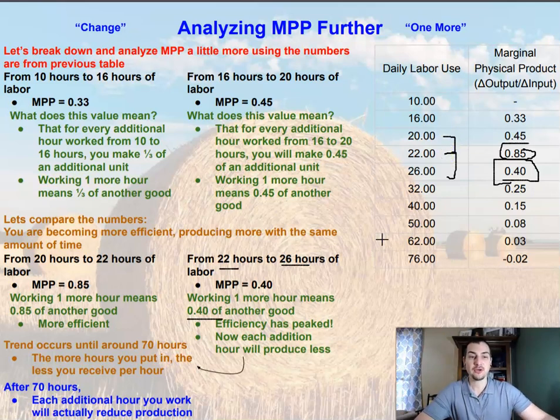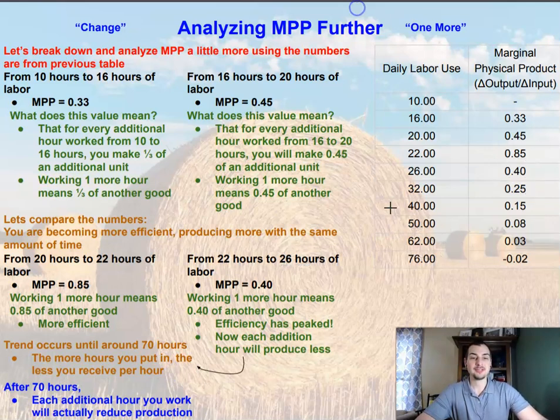So this trend is going to occur. We're going to see that additional output per additional hour worked actually falls until you hit somewhere between 62 and 70 hours. It's going to peak and actually begin to decrease. So the trend is going to occur until about this 70-hour point. The more hours you put in, the less you receive per additional hour worked. So after 70 hours, the additional hour that you work will actually reduce production.